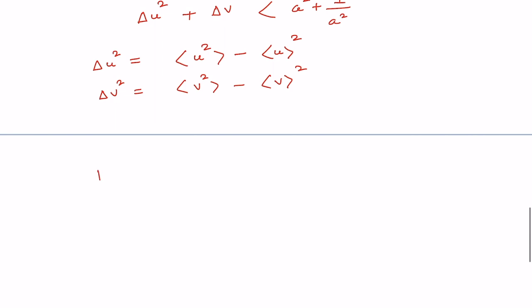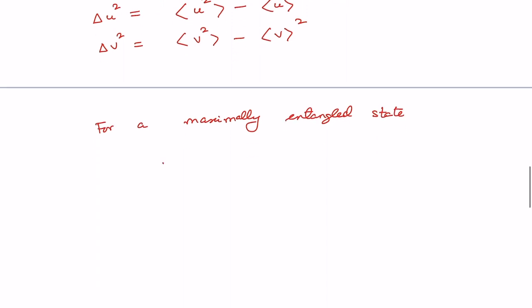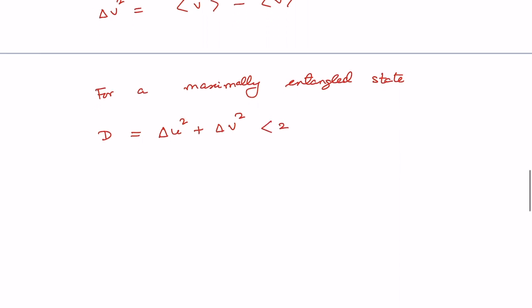And for a maximally entangled state, this criterion, the total variance delta U square plus delta V square, which is in short denoted by this symbol capital D, is less than 2. And if this quantity capital D is less than 2, this implies the continuous variable state is entangled.